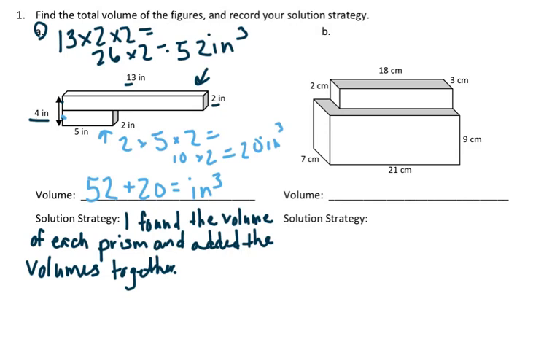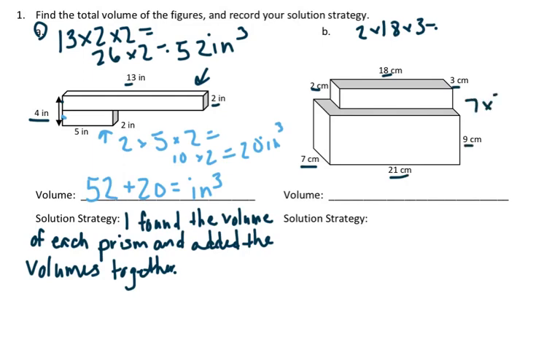So if I look at B, I'm noticing that they really don't have any of the dimensions the same. So I'm going to do this again in two separate prisms. Let's take a look at the top. We have 2 times 18 times 3. And the bottom prism is 7 times 21 times 9.